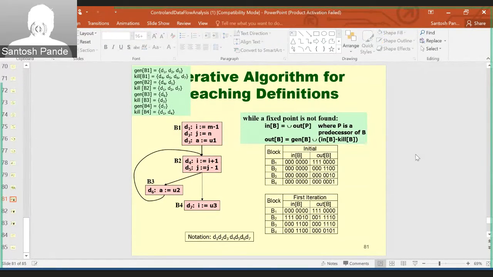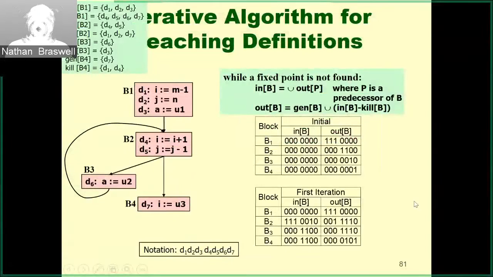Can you guys see the reaching definition slide now, Nathan? Yes, we can. The iterative algorithm. It's not in presentation mode, I don't think, but yes, we can see the window. Okay, this looks great.